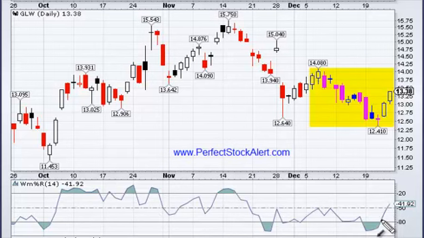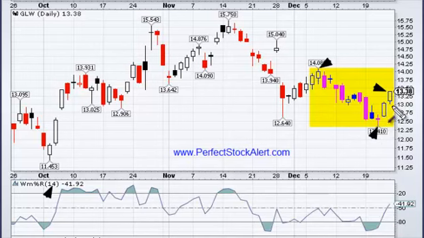Whenever you're looking at this and you're wondering where does this line come from? Where do they get this number? What they do is they take 14 periods, the last 14 periods, and that's this number right here. What they're doing is they're taking the close in relation to the highest point in that 14 period and the lowest point, and they're looking at that to get their calculation.